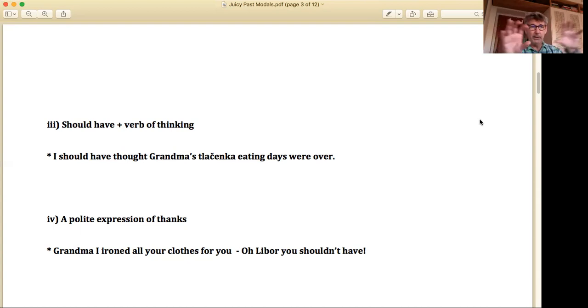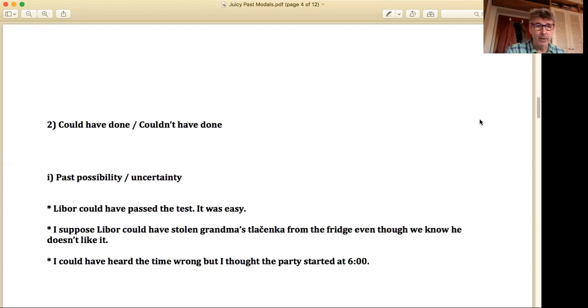Try to look at the comparison between should in the present and in the past, and the places we use them that are the same. Similar with could have and couldn't have done. Again, past possibility. Could is something that was possible physically. It's the same in the present, but it just didn't happen in the past. Here, it just didn't happen usually. So Libor could have passed the test.